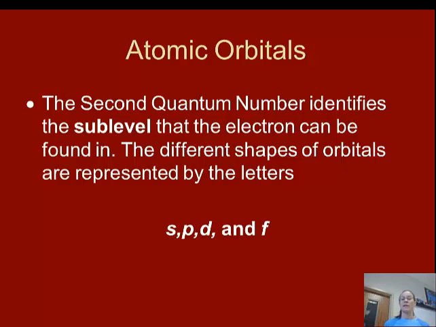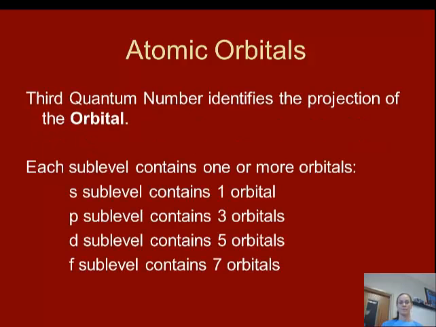D orbitals and then f orbitals, and each of these also correspond to specific regions on the periodic table, which I'll give you more detail on that later. For now, you should realize that the sublevel, the second quantum number, describes the shapes of the orbitals. So the third quantum number identifies the projection of the orbital, which means the orientation of the orbital in three-dimensional space. Each sublevel contains one or more orbitals.